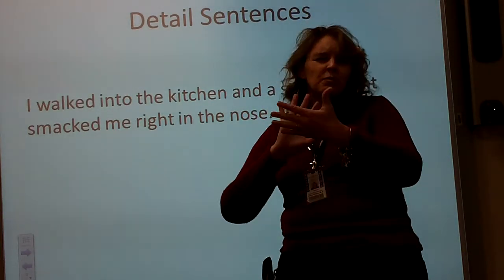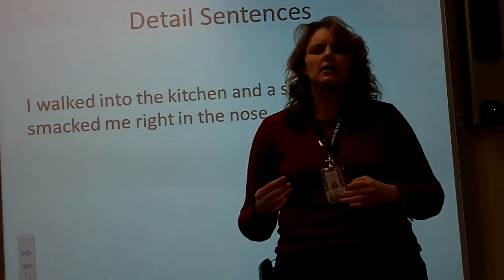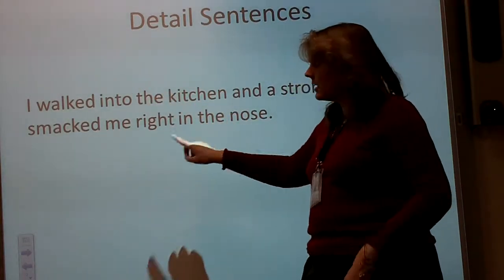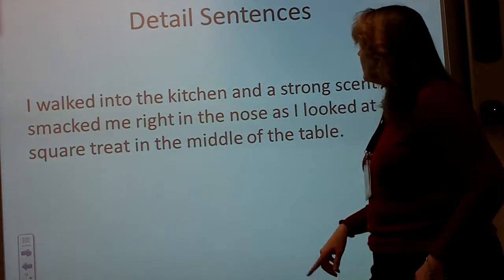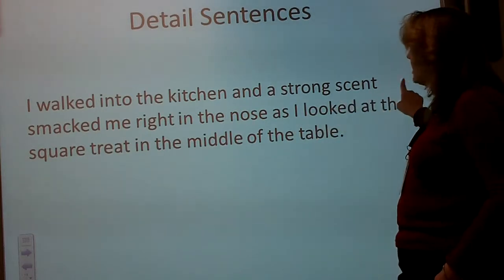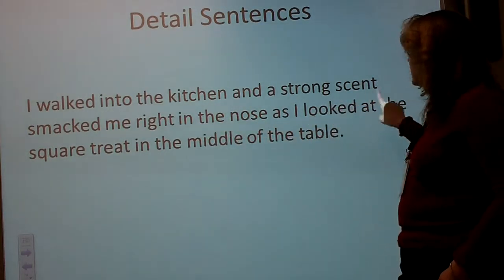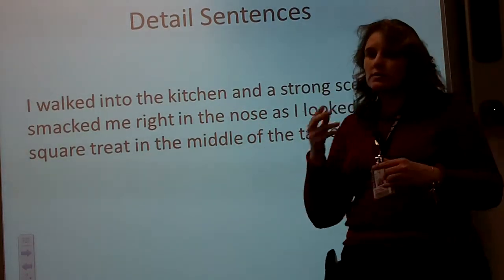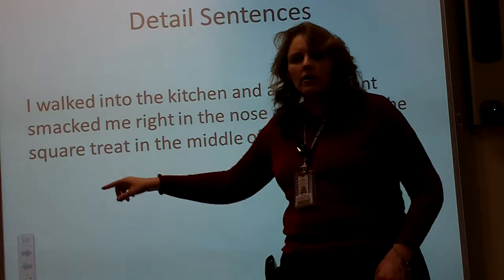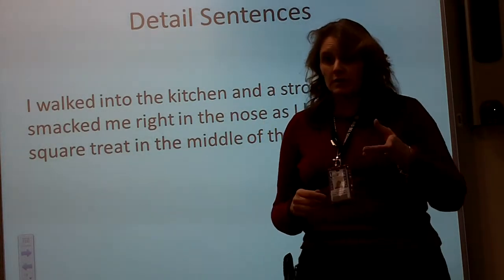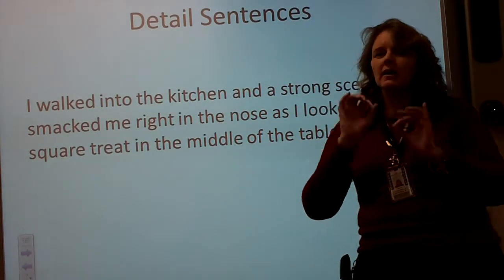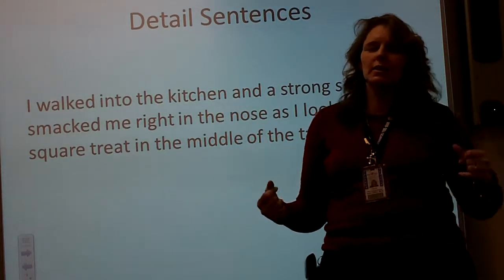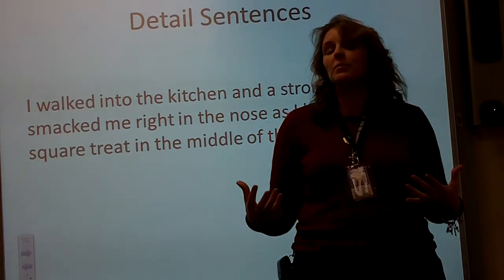So when we're adding one or two details in a sentence, we want to make sure that they're from different senses. For example, I can rewrite this sentence to say, I walked into the kitchen and a strong scent smacked me right in the nose as I looked at the square treat in the middle of the table. You can see I've got strong, the sense of smell, and square, which is the look. So I'm adding a little bit of both in there. That's my first sentence. Got 2 of my details in there already. I'm ready to keep going.